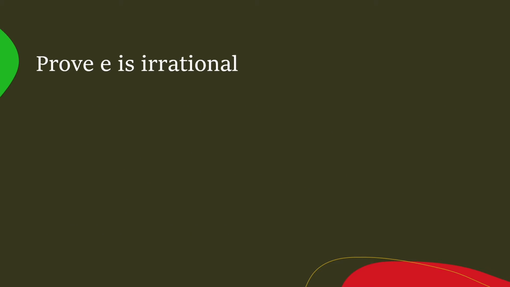So as previously mentioned, the first thing we're going to do is to prove that e is irrational, and we use this proof as a bit of motivation for the proof that e is transcendental. So let's go ahead and prove this then. The first thing we'll do is introduce some notation.